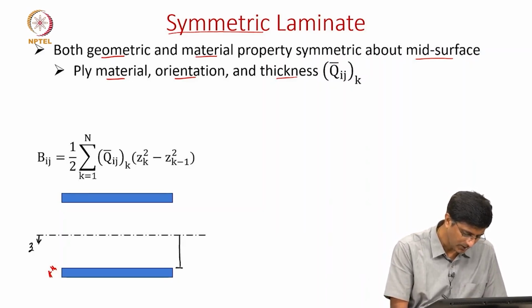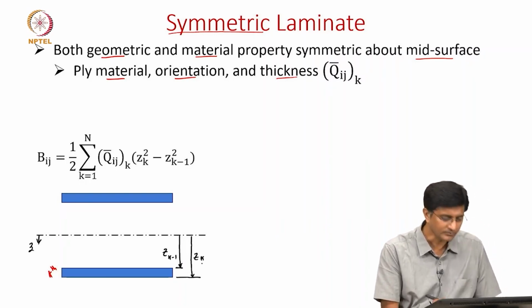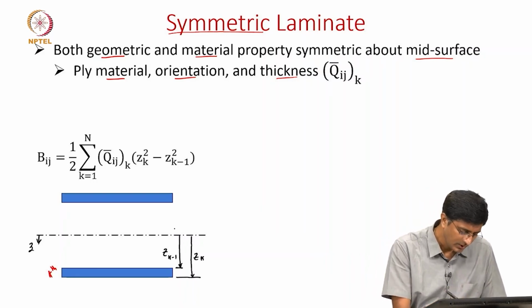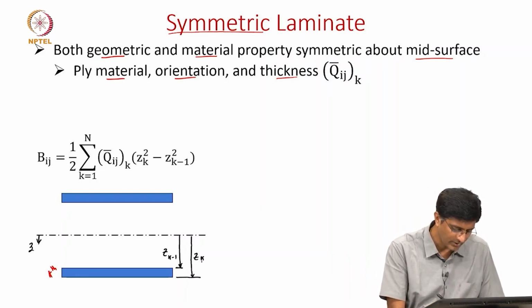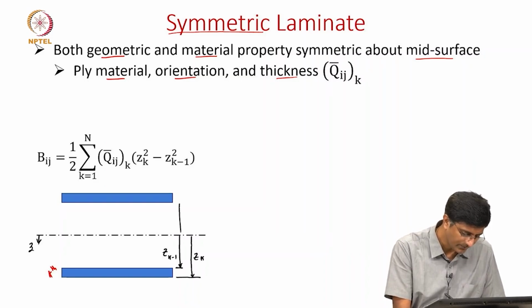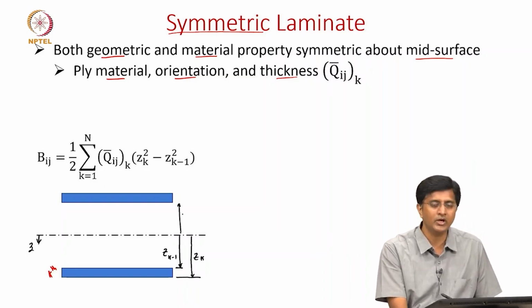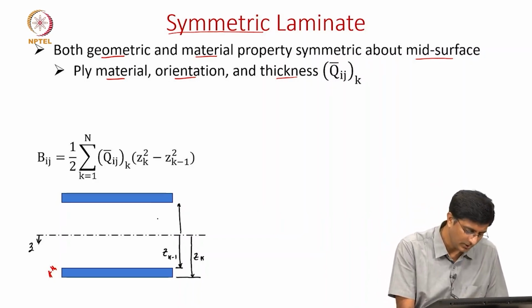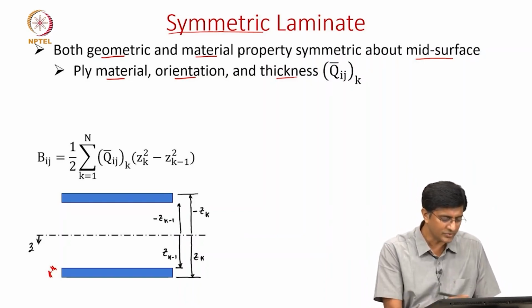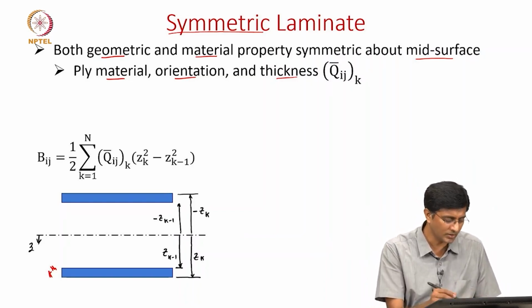So this will be Zk minus 1, and for the bottom we have it as Zk. Since both layers are symmetric, let's say if we already know Zk minus 1 and Zk, what are these values? They both will have the same magnitude but opposite sign, meaning this will be minus Zk minus 1 and minus of Zk. Okay. Now let's plug in these values into this formula and see what does it result.